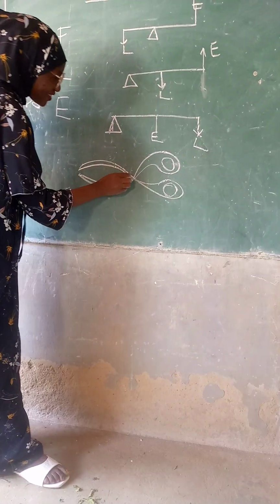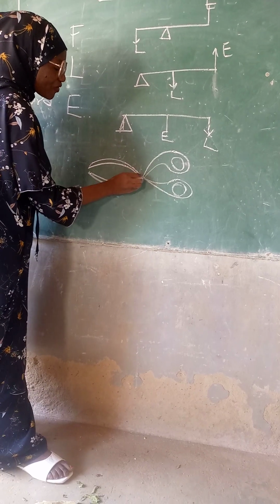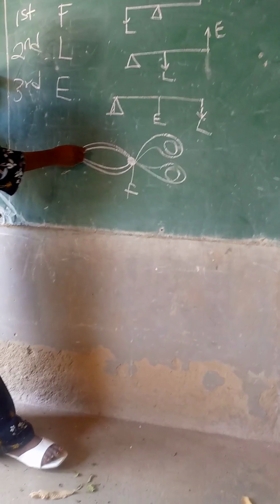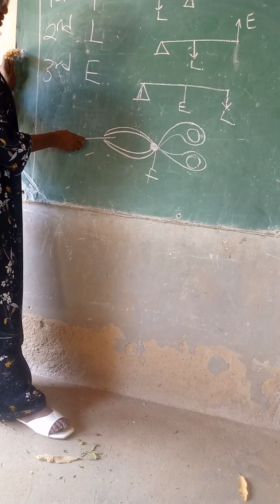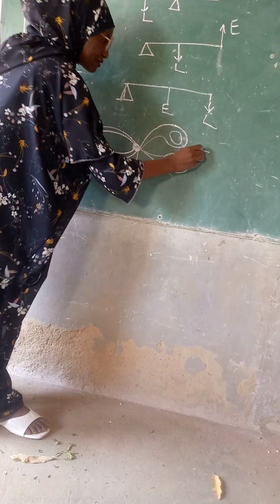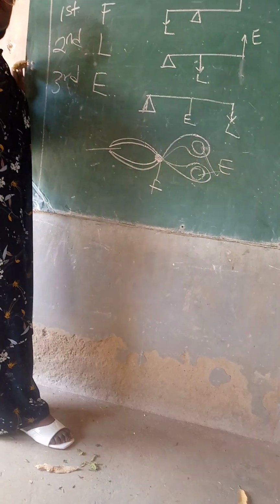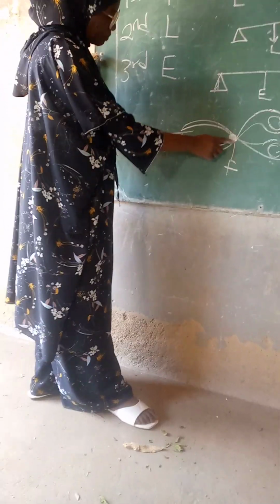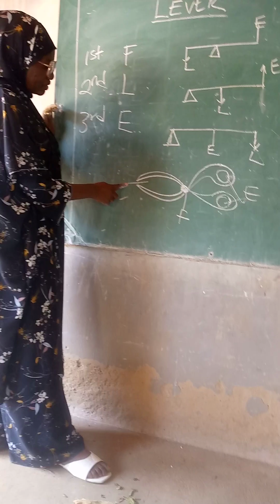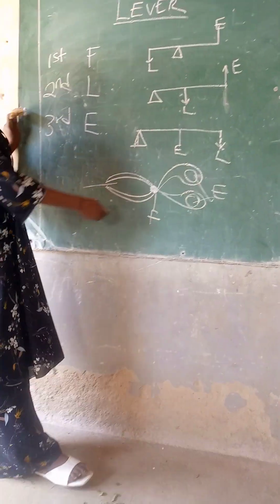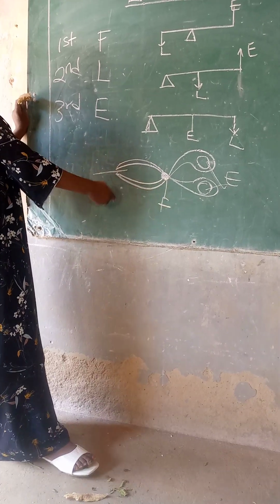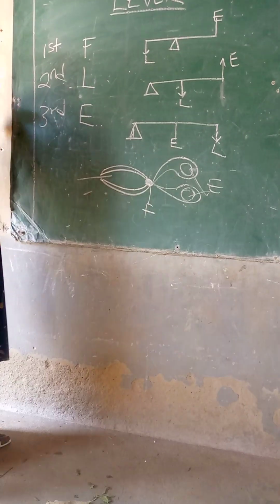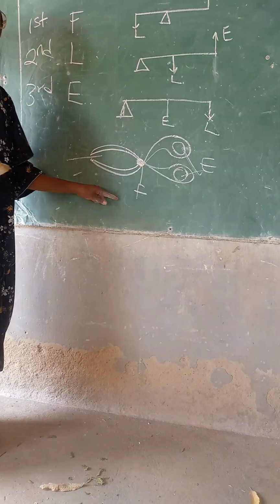Now, let's say this is a scissors. This point is the fulcrum. This is where you put the cloth or whatever you want to cut, and this is where the effort will be applied. Usually the fulcrum is the turning point. So this is the fulcrum, this is the load, and this is the effort. What class does it belong to? Fulcrum between the load and the effort is first class. It's an example of first class lever.